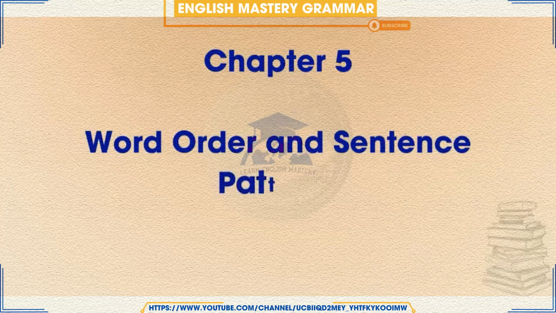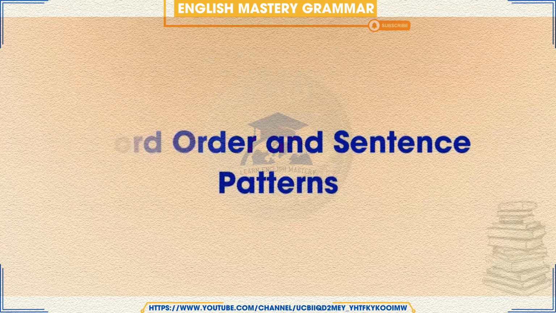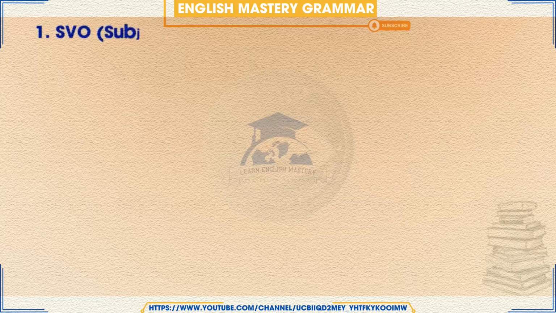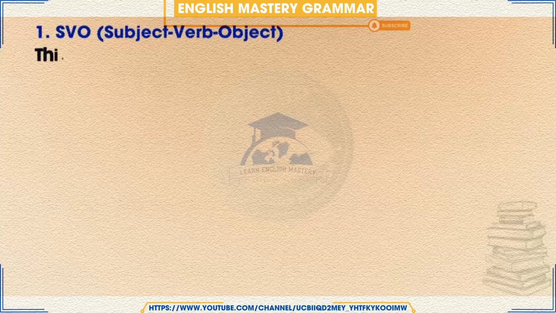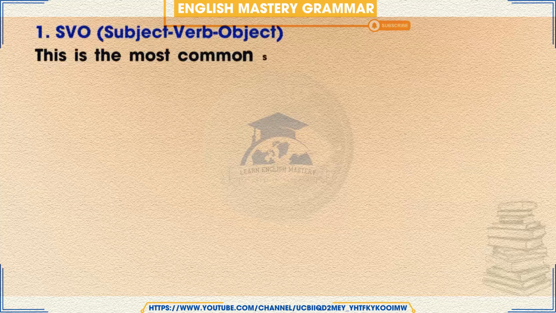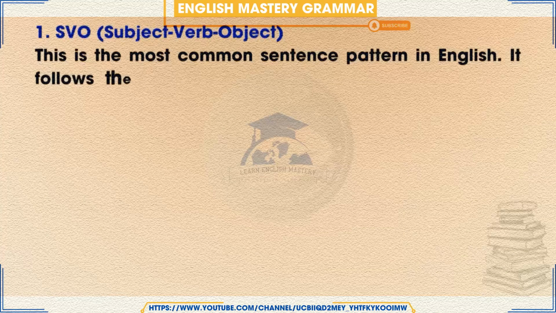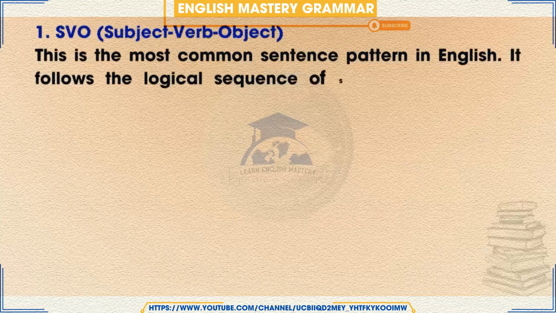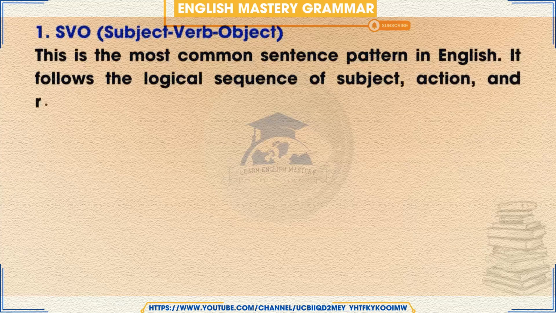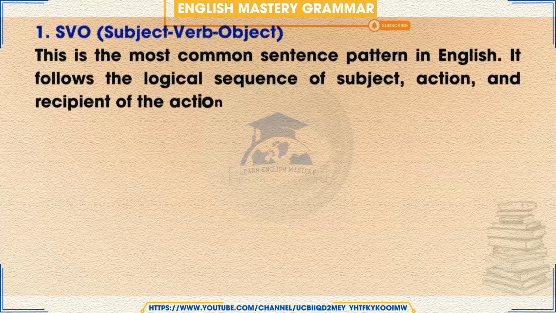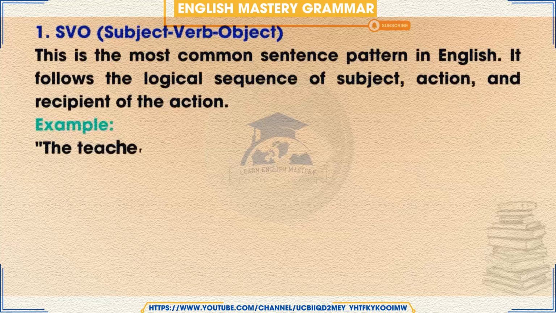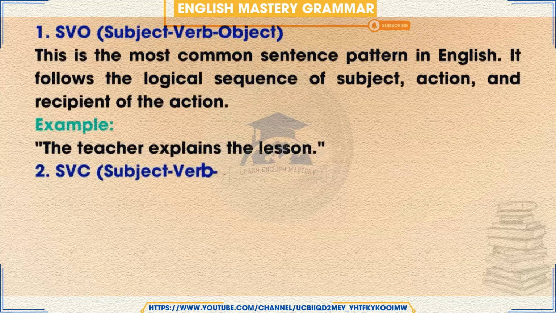Chapter 5. Word order and sentence patterns. 1. SVO: subject, verb, object. This is the most common sentence pattern in English. It follows the logical sequence of subject, action, and recipient of the action. Example: The teacher explains the lesson.